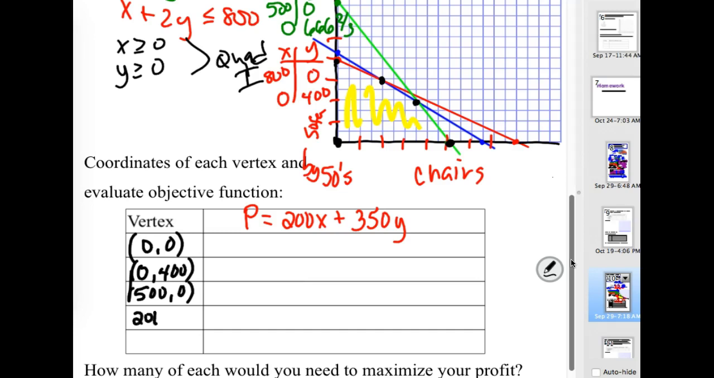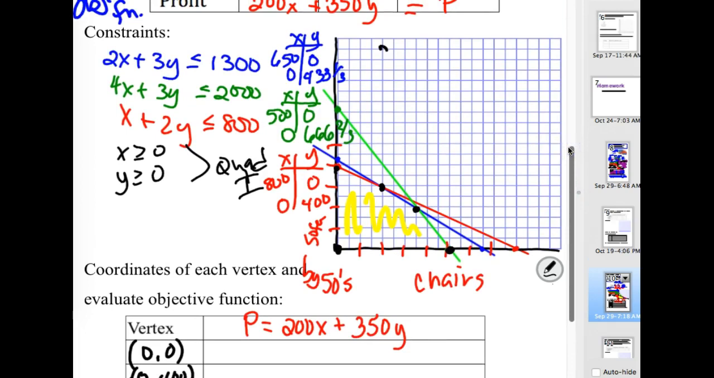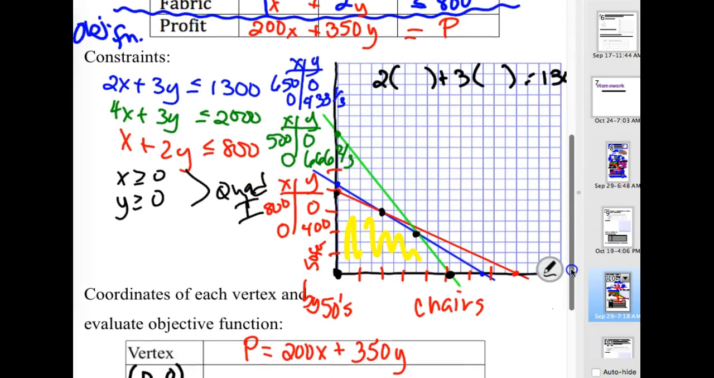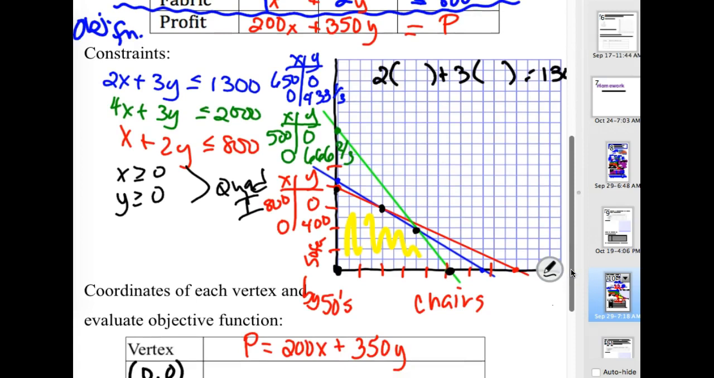Okay, let's try that. When I mean try it, I mean you have to go back to the two colors that are intersecting and see if it works in those two inequalities. So that was red and blue. So we're saying that 200 is my x and 300 is my y. Does it make those two statements true?